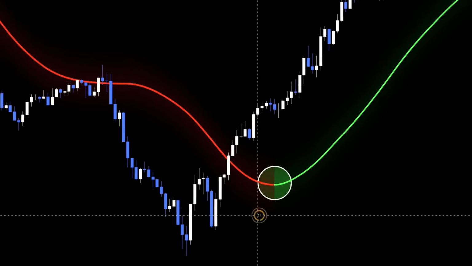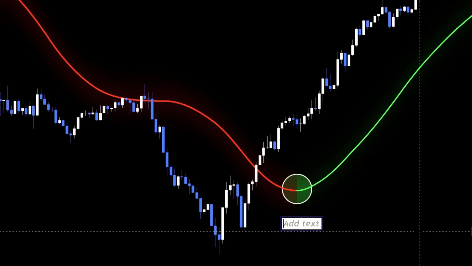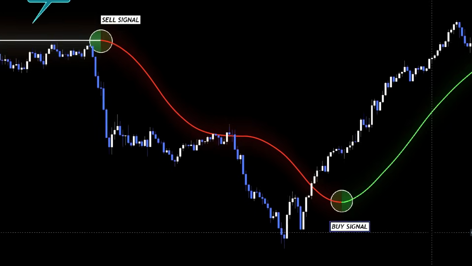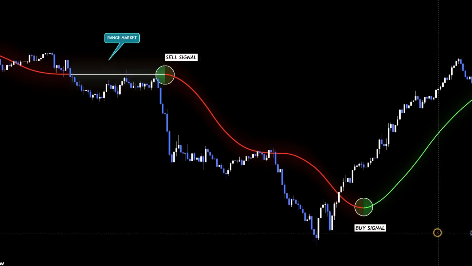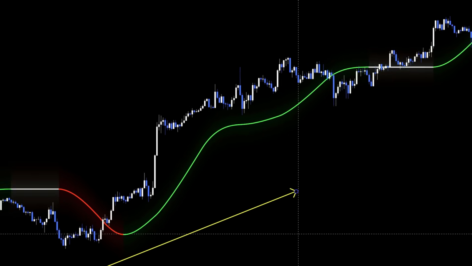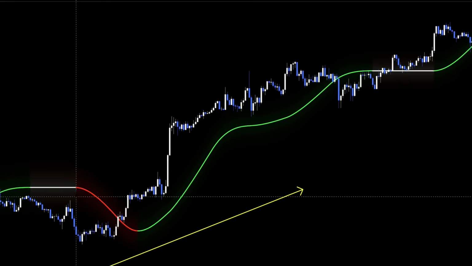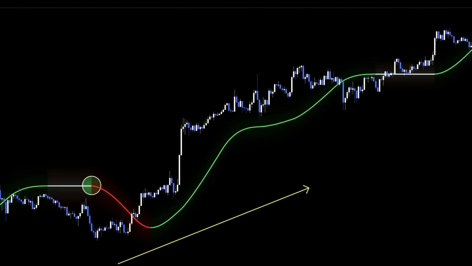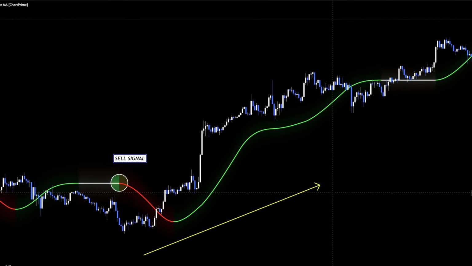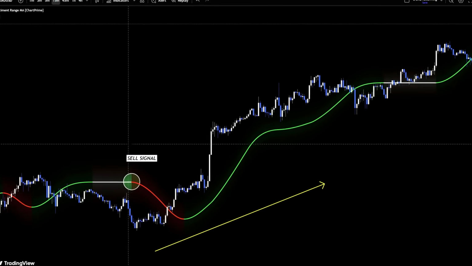This does not mean you should blindly take every single signal it gives you. That's a huge mistake. Let me show you a perfect example of what I mean. See this right here? The overall market trend is clearly moving up, but look, we just got a red sell signal. Taking that would be fighting the main trend, and that's a quick way to get into a bad trade.